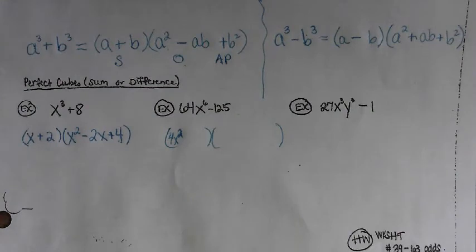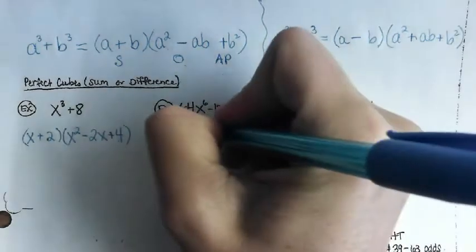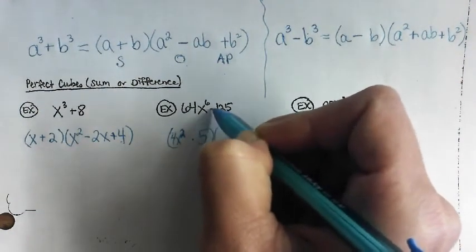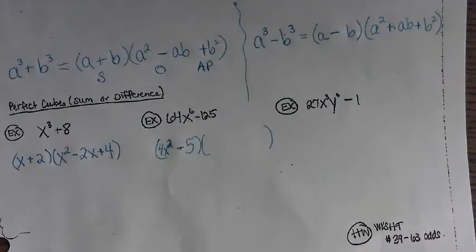Cubed root of 125? 5. And what sign goes in between them? Same, right? So if that was a minus, this is a minus. So coming up with that, I think, is the hardest. And then just being careful.